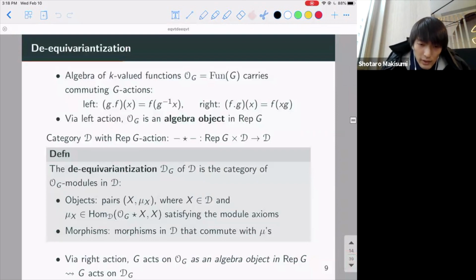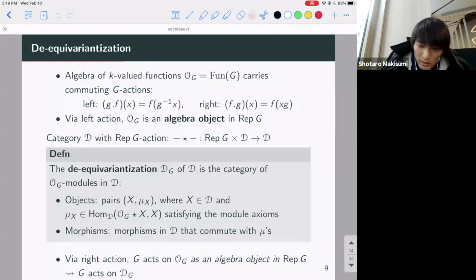Now I want to go the other way around. So I'm starting with some category D with a rep G action. And whenever you have an action of a monoidal category and you have an algebra object in your monoidal category, it makes sense to define the notion of a module over this algebra in this module category. And I define de-equivariantization D sub G of D to just be the category of OG modules in D.